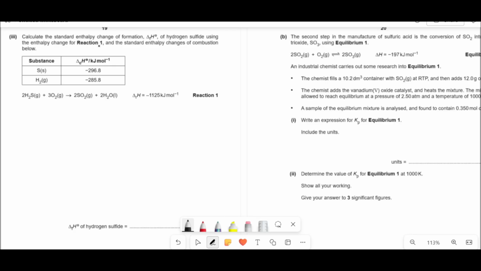So now it says calculate the standard enthalpy change of reaction of hydrogen sulfide using the enthalpy changes for reaction 1 and the standard enthalpy changes of combustion. The examiner report for this question says that a lot of people fumbled it and did not introduce the correct cycle. Whenever you're doing enthalpy changes, you have to do Hess's law cycles. There's no other way around it. I don't care who you are, what you can do, what you're capable of. The only way to do it is through this.